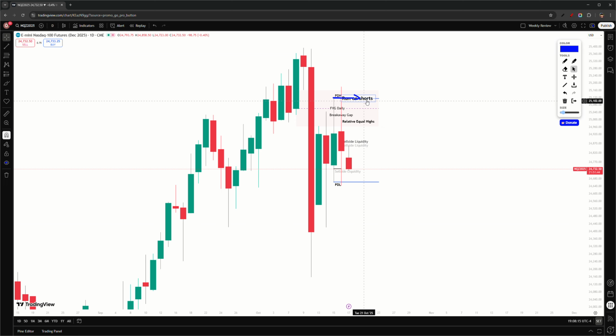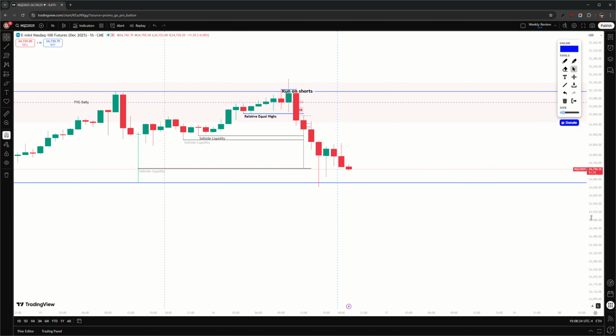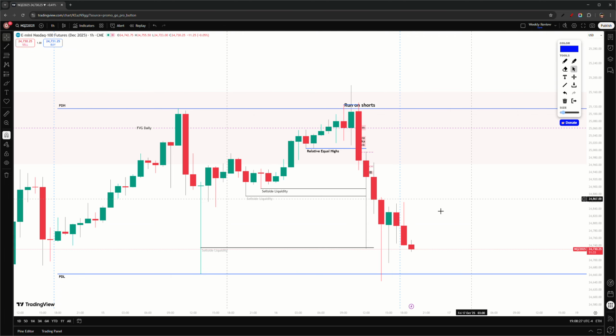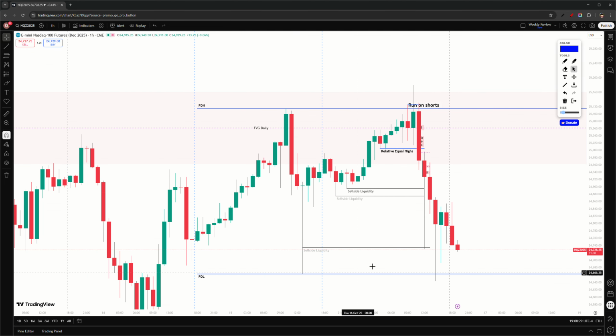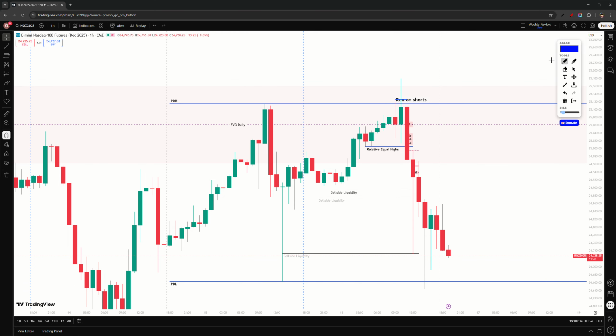because it shows something very illuminating. So I'll just try to delete this and drop down to the hourly. It's just an amazing manifestation of power of three. So power of three, for those of you that don't know, power of three is accumulation, manipulation, and distribution.